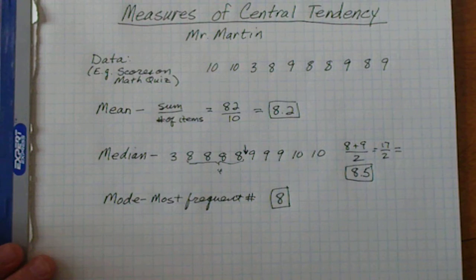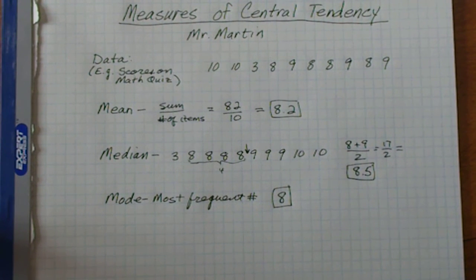A couple other things. If you have a tie for the mode, then you simply have multiple modes. If you have a two-way tie, let's say there were four 8s and four 9s, then you would have two modes. And you may have a situation where they're all the same, where none of them occur more frequently than the others, and then there would be no mode.